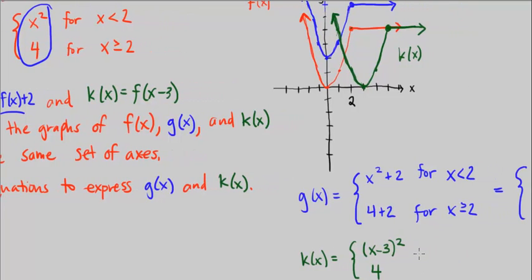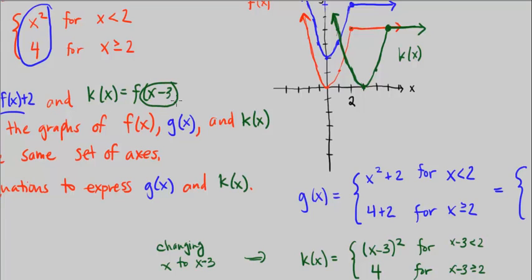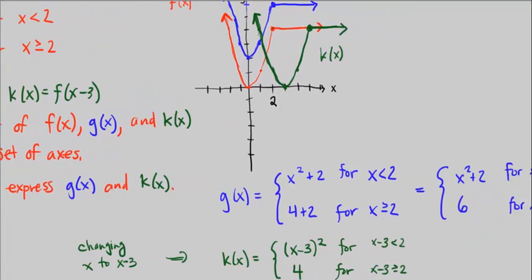All right? And then for the restriction on the domain, we're going to change every x value, remember, to be x minus 3. So it's going to be x minus 3 is less than 2. And over here, we're going to change this to be x minus 3 is greater than or equal to 2. So remember, for k of x, we're basically changing x to x minus 3, right? Because it's in the argument, it's in the parentheses, so we're going to change every x to be that.